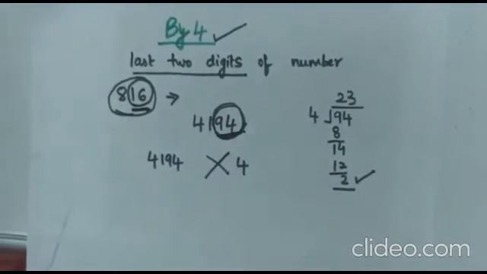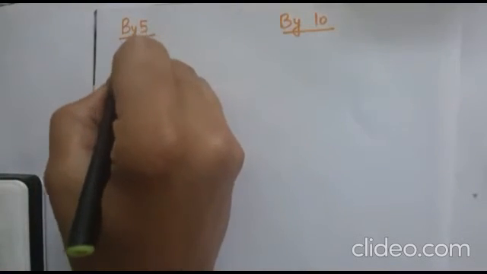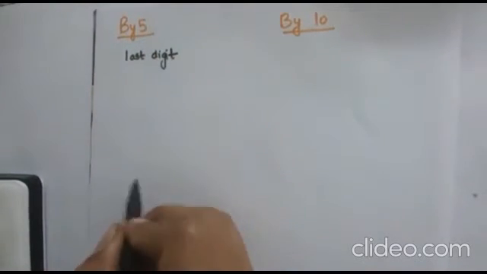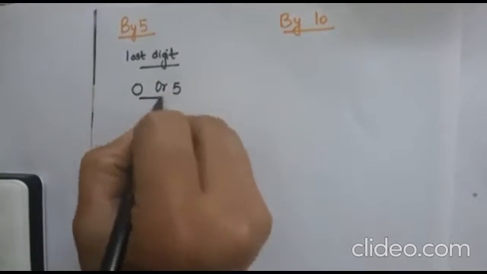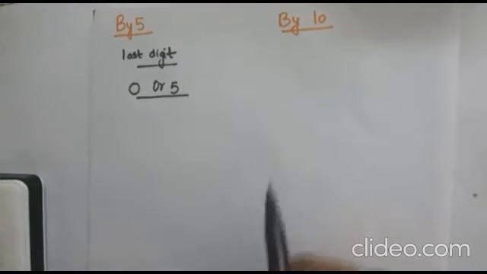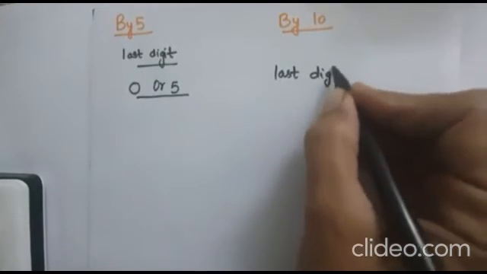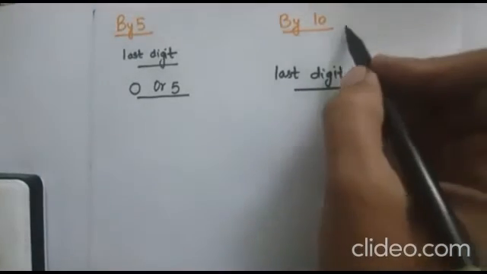Clear, children? Now let us do the divisibility test by 5. For 5, we only see the last digit. If the last digit is 0 or 5, then the number is divisible by 5. And for 10, if the last digit is 0, then the number is divisible by 10.